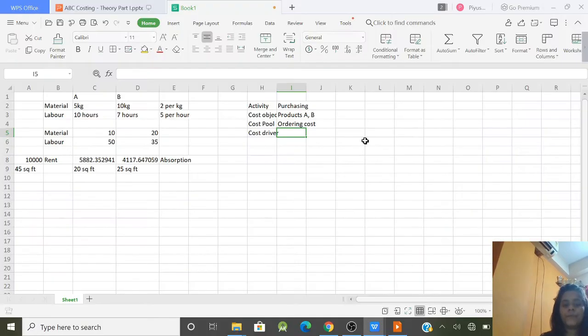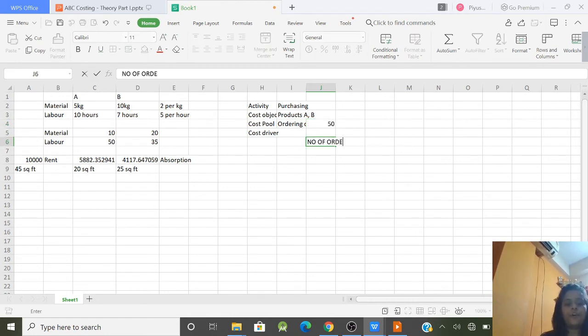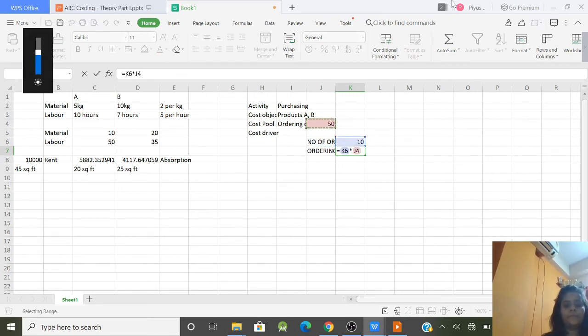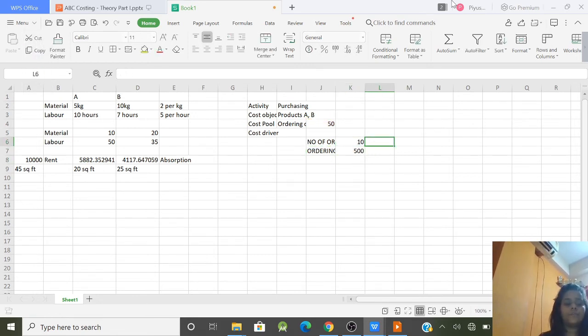of an activity. Suppose the ordering cost per order is 50 rupees. If the number of orders is 10, the ordering cost will be 10 into 50. Suppose now the number of orders placed is increased to 50. The ordering cost will also increase to 2500 rupees. If the number of orders is 100, there will be a proportionate increase in the ordering cost as well.